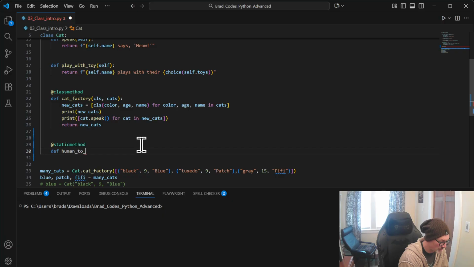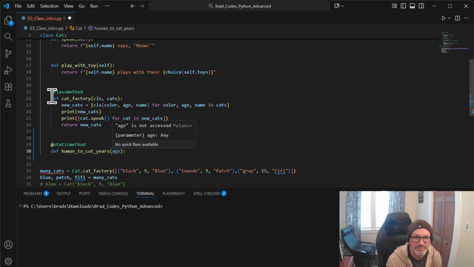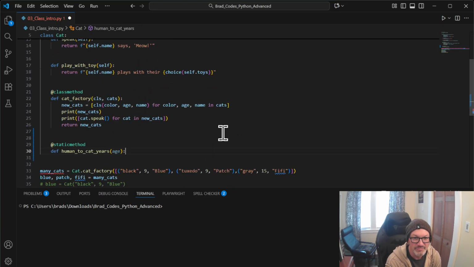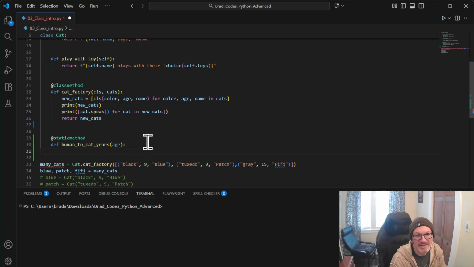Now, what I'm going to do is we're going to make a method called def human_to_cat_years. So this is a method. All it's going to do is take in an age. Again, it's allowed to have a parameter. It just can't be self, or again, we shouldn't reference anything like self.age, self.name. So how do we calculate human to cat years? I actually learned in looking this up, it's slightly more complicated than we may have thought. It's not like one cat year equals 7 human years or 1 human year equals 7 cat years. Cats actually age slightly differently.